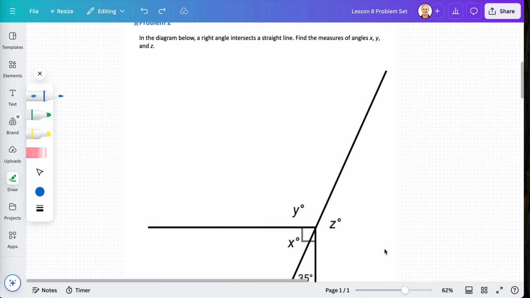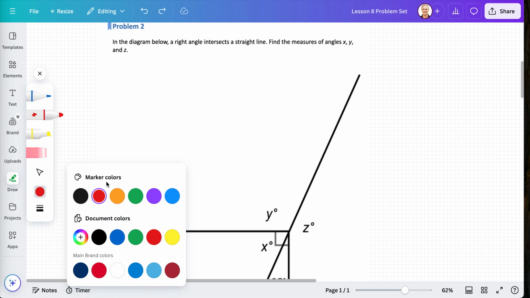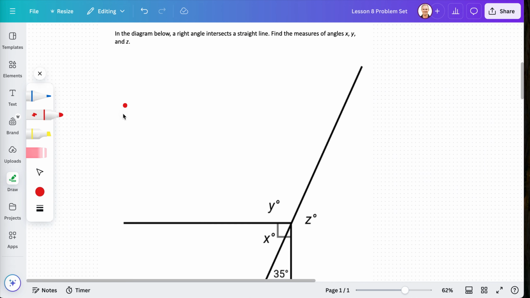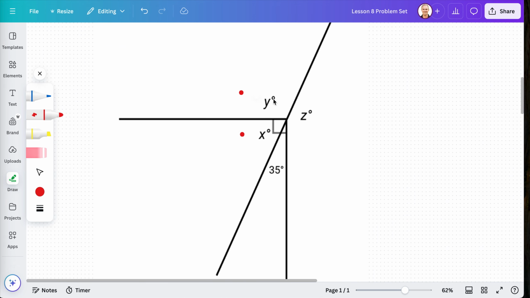Okay, problem 2. In the diagram below, a right angle intersects with a straight line. Find the measures of the angles X, Y, and Z. So we need to find X, Y, and Z. Now here's what we know. We know that this is 90. So I can say X equals 90 minus 35.